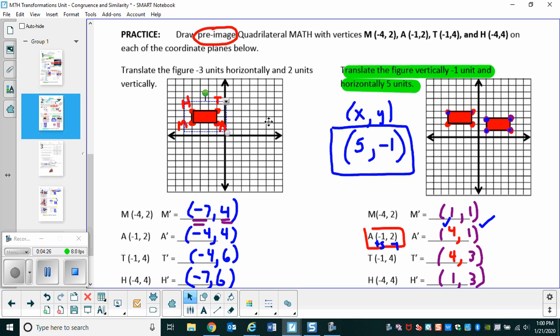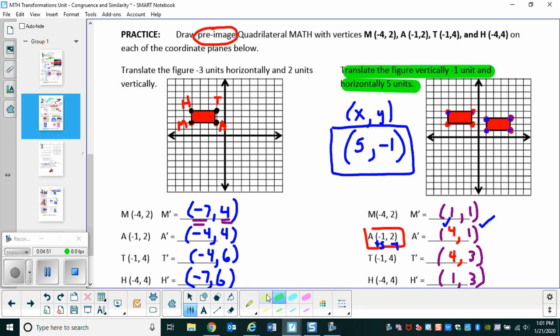You're going to move back 4, up 2. So back 1, 2, 3, 4, up 2. You've got M. Then you've got back 1, up 2. So you're going to move back 1, up 2. That's A. Then you've got back 1, up 4. That's T. And then we're going to move back 4, up 4. That's H. So once again, this is our pre-image.